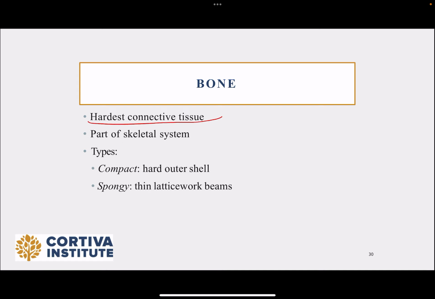Bone, this is the hardest connective tissue. Of course, it is making up most of the skeletal system. Then we have compact bone, which is hard on the outer shell, and spongy bone, which is thin, right? Spongy bone is going to give the appearance of a sponge. Specifically, that appearance of the sponge is recognized as thin lattice work beams, but as long as you understand that compact is hard and spongy isn't that hard, it's thinner, you're good.